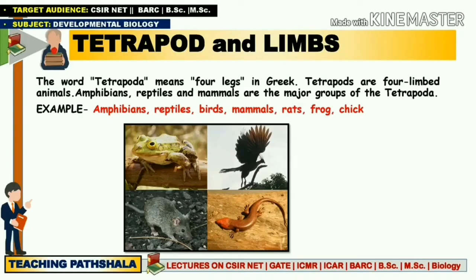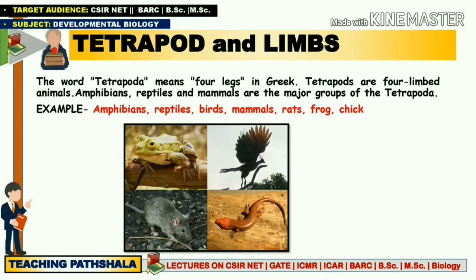So first we are starting with the term tetrapod, because right now we are studying what is tetrapod as well as what is tetrapod limb development. Okay, so first of all we should be clear with the term tetrapod. The word tetrapod means four legs in Greek.